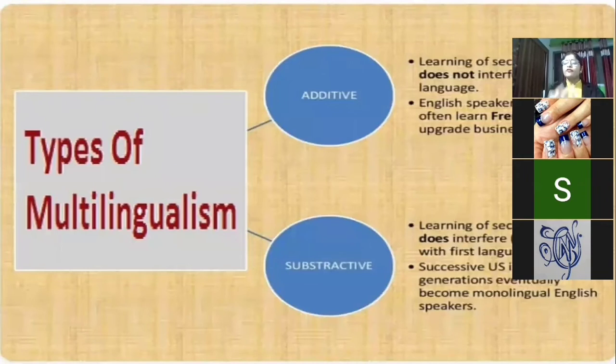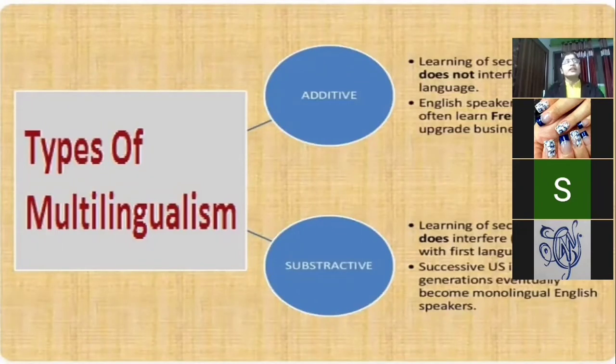That means if somebody is a non-Hindi speaker and goes to a Hindi-speaking state, of course, in order to enhance his personality and his business, he will use that particular Hindi language. So it's not hampering the first language which is owned by him. That's why the researchers favor this additive type of multilingualism.